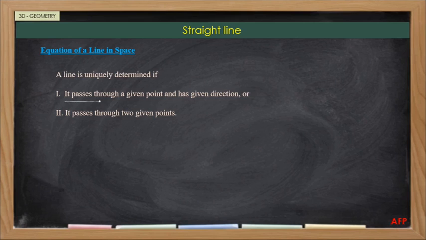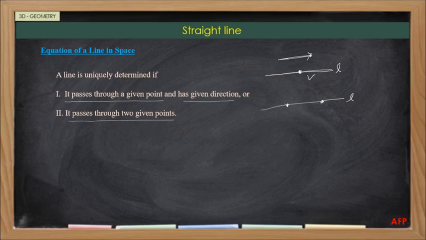When it passes through a given point and has a given direction, the meaning here is that a point is there, and if a line passes through it and is parallel to some given direction, then we can say it is a straight line. The other one is when it passes through 2 points. The first condition is the straight line passes through a point and is parallel to some direction. One more is a straight line passing through 2 points. These are the two unique ways to determine any straight line.